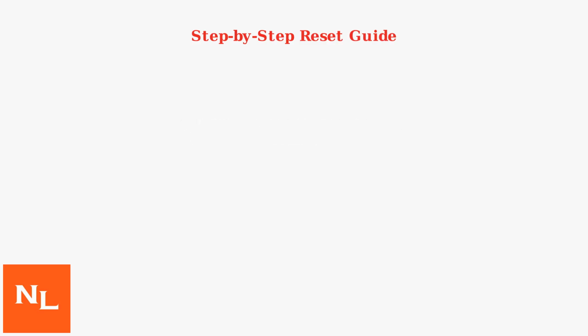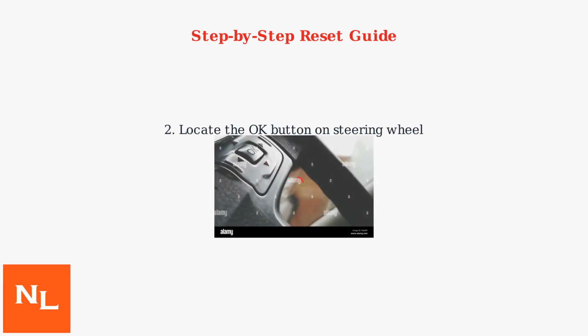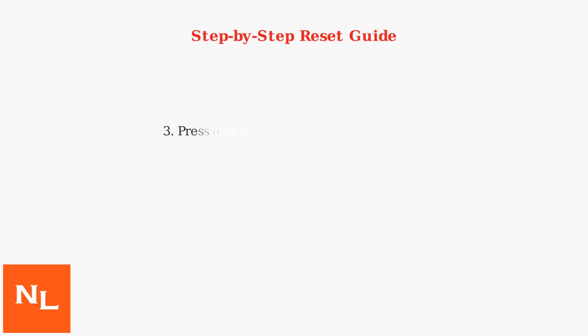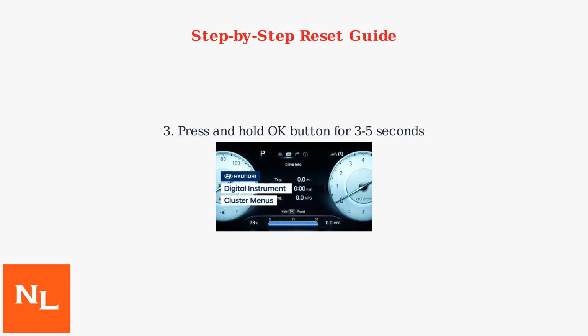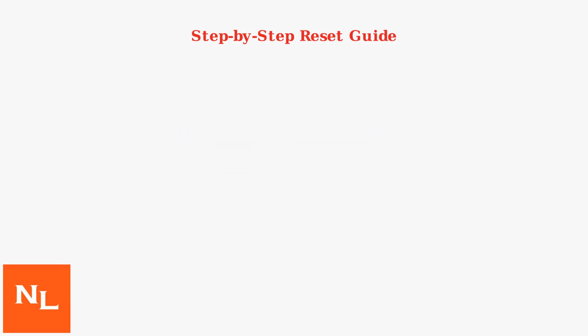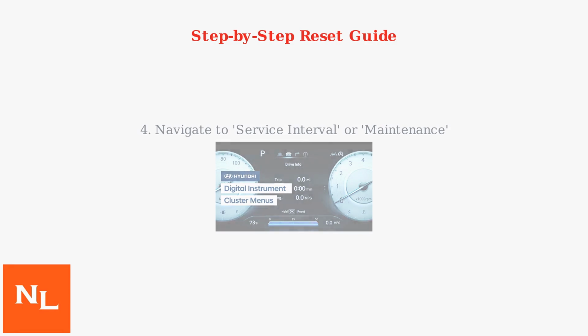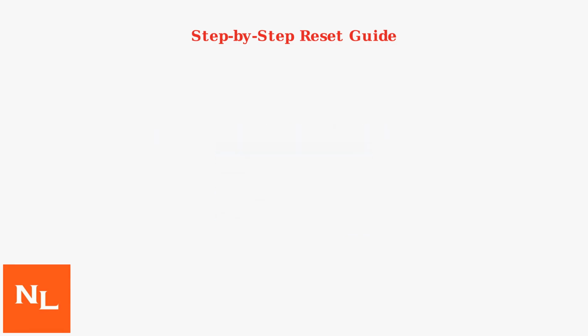First, insert your key and turn the ignition to the on position without starting the engine. Next, locate the OK button on your steering wheel. Press and hold the OK button for 3 to 5 seconds until the service mode menu appears on the instrument cluster display. Use the directional buttons or touchscreen to navigate to service interval or maintenance.